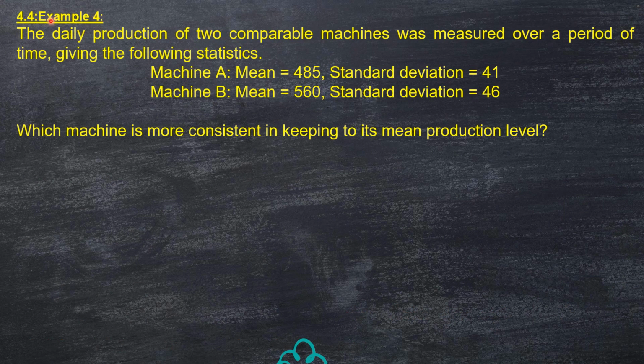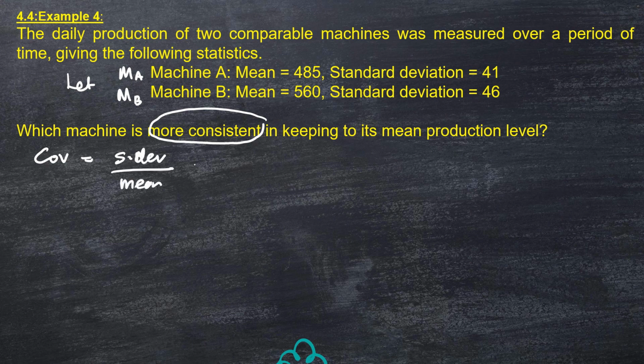Okay, let's take a look at our example 4. What do we have? The daily production of two comparable machines was measured over a period of time, given the following statistics. So we have machine A and machine B. So let's simplify our writing. So let MA and MB, given with their mean and standard deviation. Which machine is more consistent in keeping to its mean production level? So we want to know which one is more consistent, so we will need to use our COV. Coefficient of variation is standard deviation divided by mean multiplied by 100%.